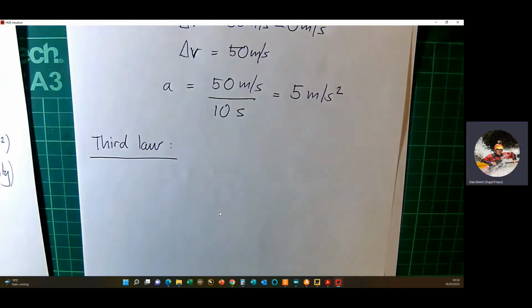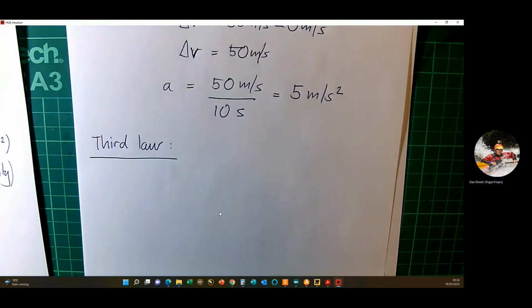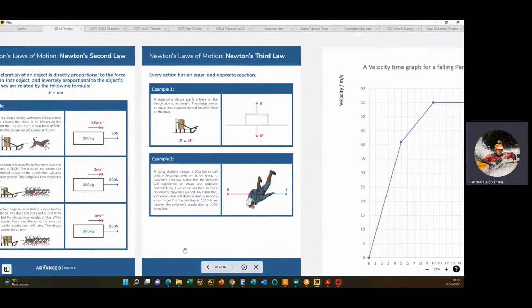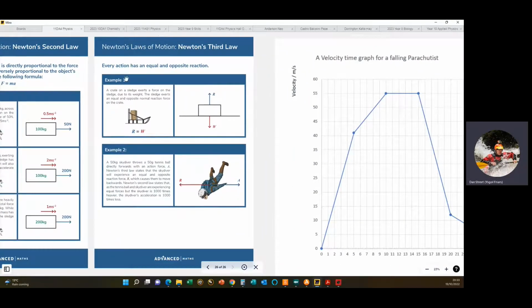And again, we will go back and have a look at our document that's stuck in your books. Okay, so the third law here: every action has an equal and opposite reaction. For this question, we might want to refer to our knowledge organizer. But I'll do that in a second.